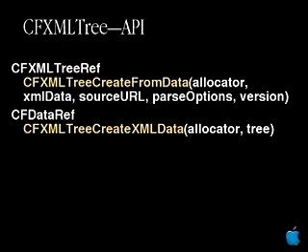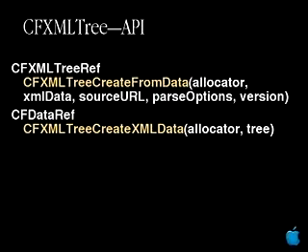The API looks like this, just a couple functions. CF-XML tree create from data. You pass it the allocator as with any create function. XML data is the flattened XML, the XML file just read from disk or retrieved over the internet or whatever. Source URL is the URL to use for any relative references inside the XML data. Parse options has to do with the different options available on the parser. And then the version, this last field is very important.